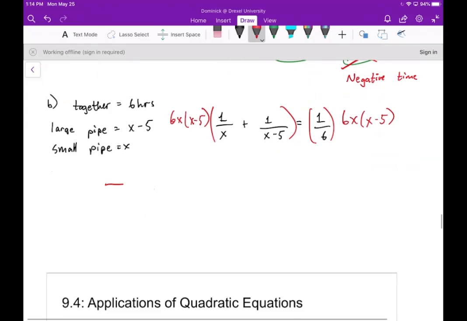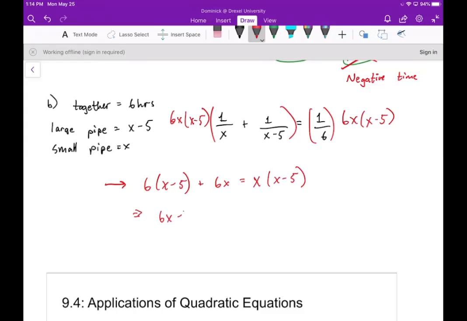And if we do that, we're going to get in the first term, the x's will cancel and we're left with a 6 times x minus 5. In the second one, the x minus 5's will cancel, and that will give us an x times x minus 5. So then we get 6x minus 30 plus 6x is equal to x squared minus 5x.